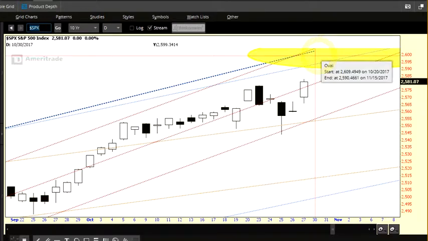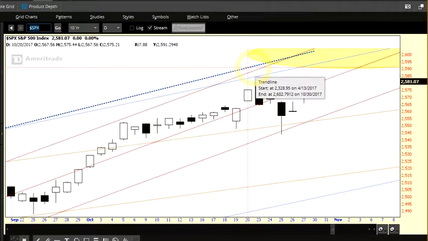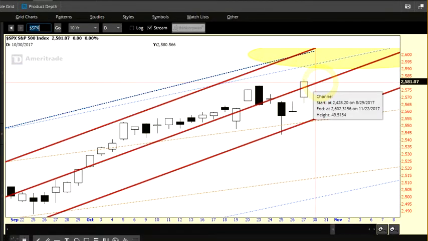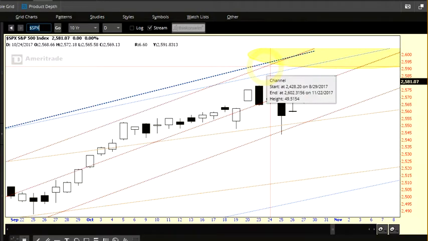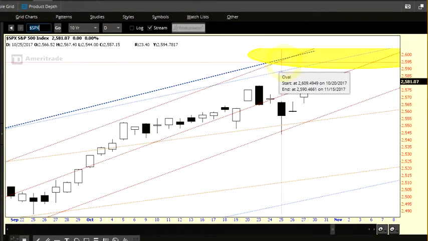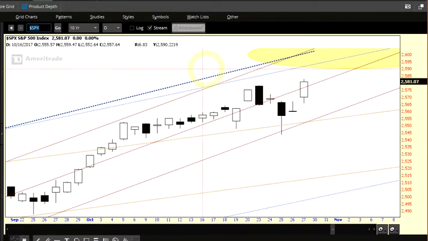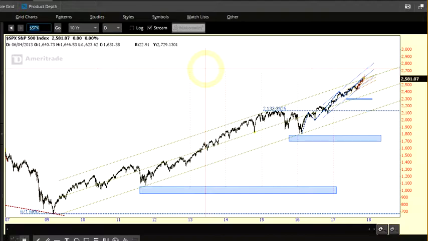So I would get my spidey senses keyed up for this 2600 area, because it gets to this blue line here, which was the midpoint of that channel, and it's also the top of this channel. You can see where these intersect here. So around 2600, maybe a little higher, but not much more than that. I would look for an interesting week in the market.